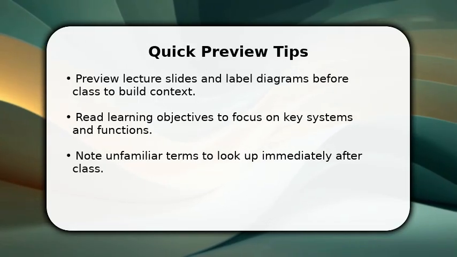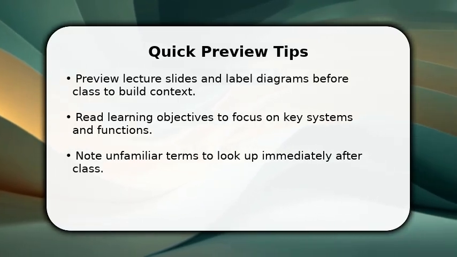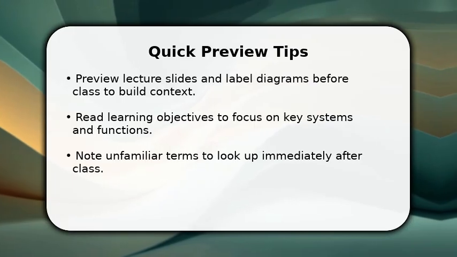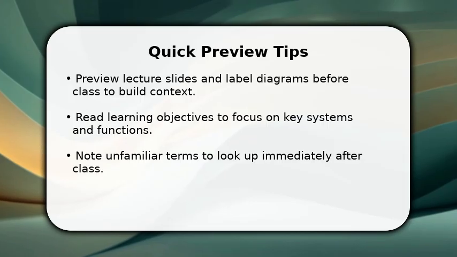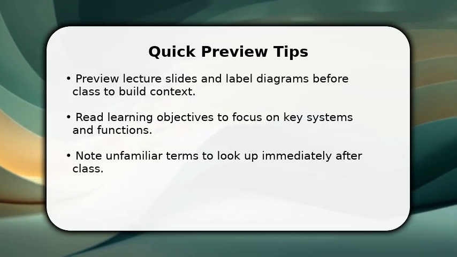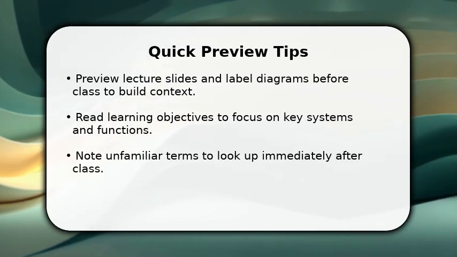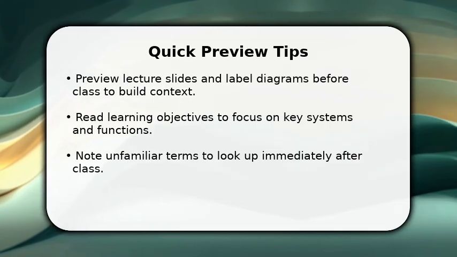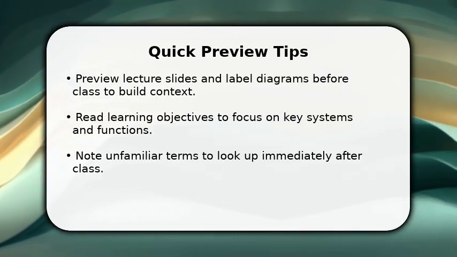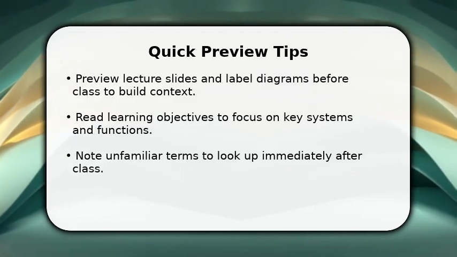In this video, I will explain how to study for anatomy and physiology lectures. Start by previewing lecture slides and labeling diagrams before class to build context. Focus on core systems each week, draw simple charts, and link structure to function. Use active recall with flashcards, practice diagrams repeatedly, teach concepts aloud, and record quick audio summaries after lectures to reinforce memory. Review weekly to connect systems.